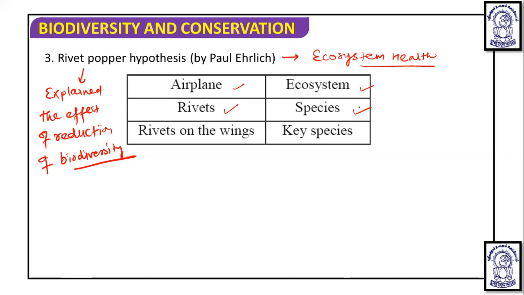If the rivets from the seats or windows get removed, only that seat or window is going to be affected. But if you remove them from the wings, the key species is affected, and that is going to cause a serious threat to biodiversity. So ecosystem health and stability are the two reasons why the species diversity of an ecosystem is important.